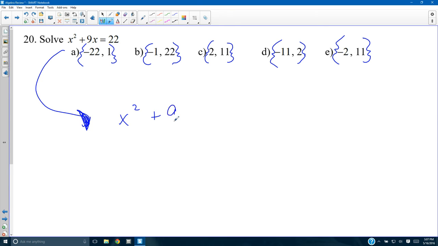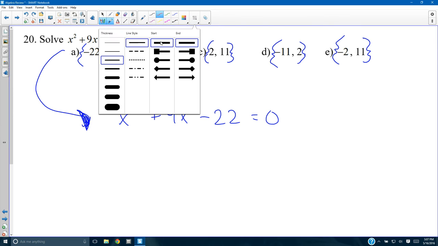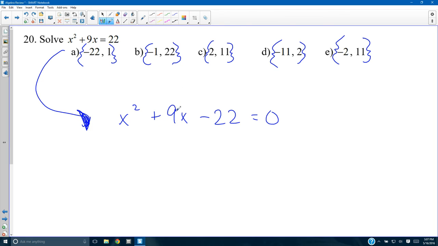If I solve by factoring, then I'd like to subtract this 22 over to this side. So I'd like to have 0 on the right side. If I have 0 on the right side, that means I can factor and use the zero product property over here. So what I'm looking for are two numbers that multiply to become negative 22 and add to become 9.